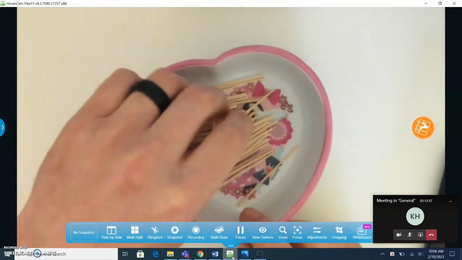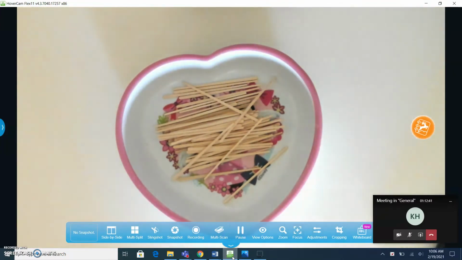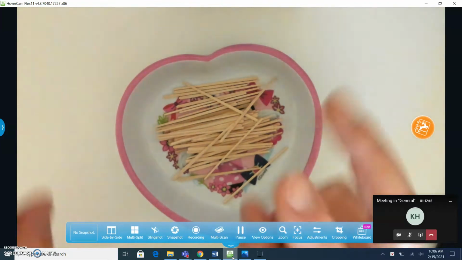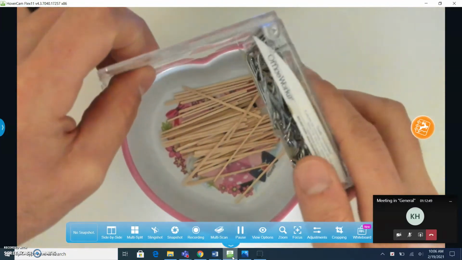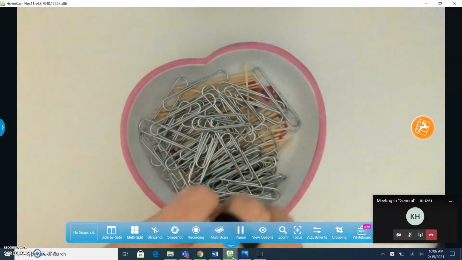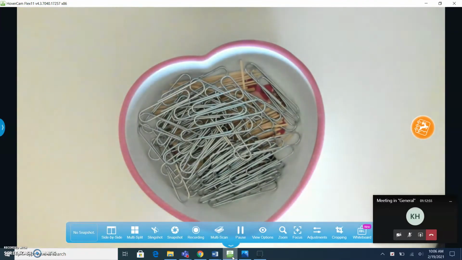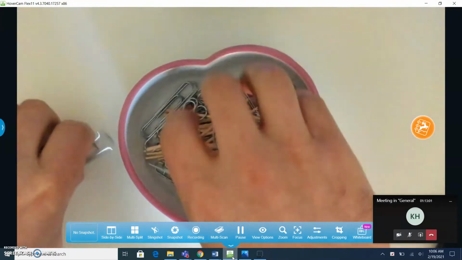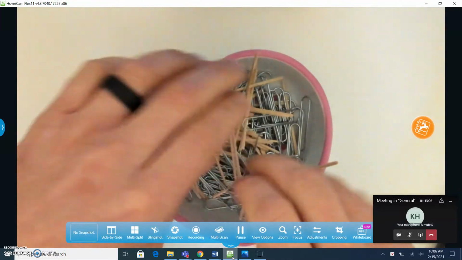I still have my substrates, I still have my toothpicks, I still have my cell, but I'm now going to decrease the concentration of the solution by adding quote-unquote water. So I have 100 toothpicks. I'm putting in 50 paper clips. So I'm going to mix them up because in the solution, just like I did, everything's kind of mixed up.